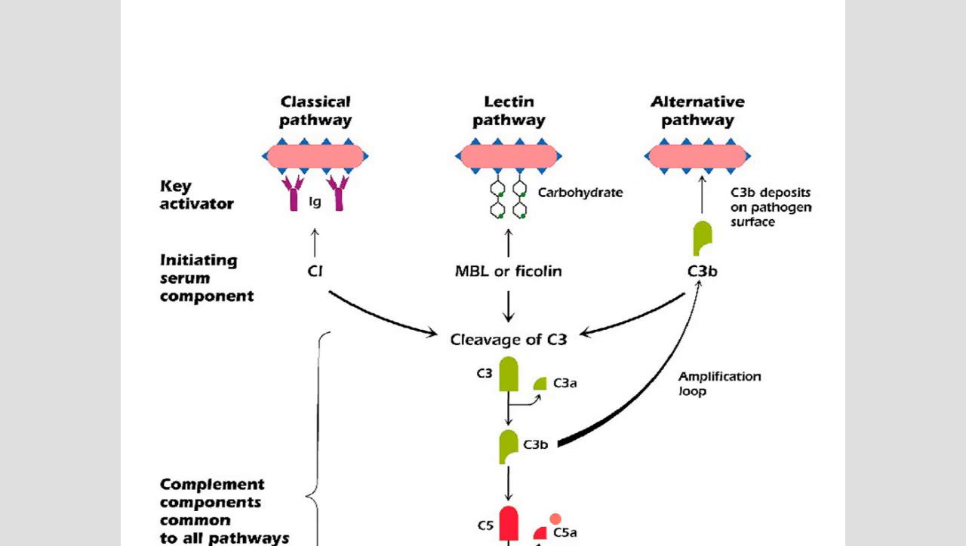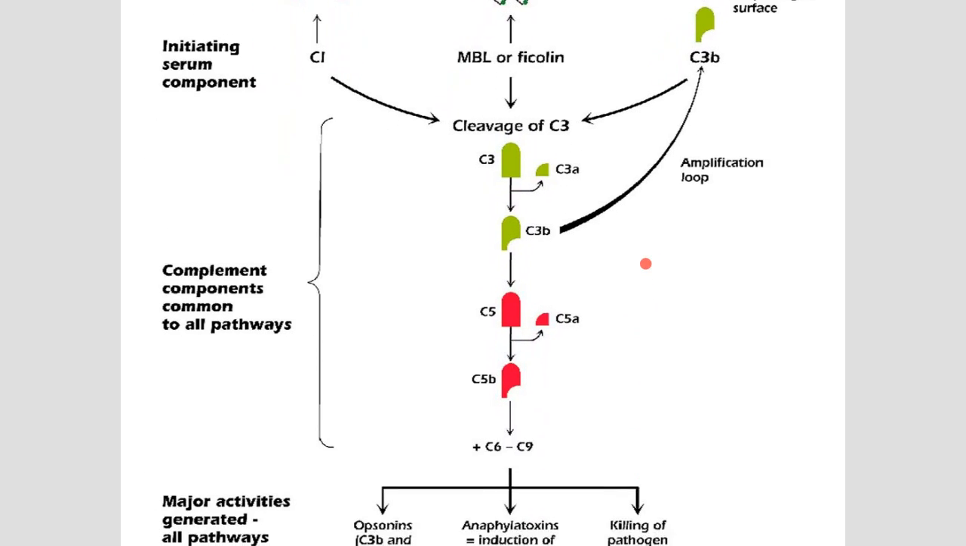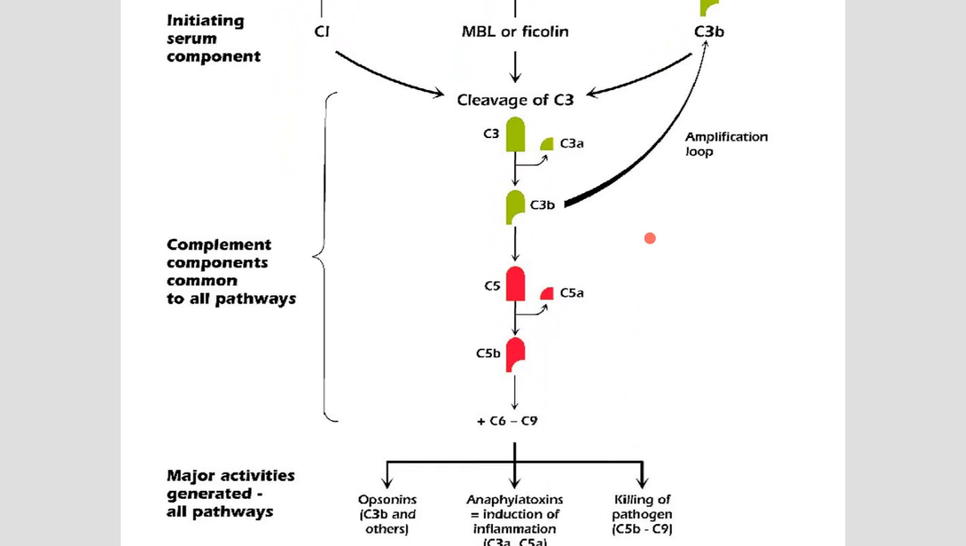Okay. Then all of these three will converge with a common pathway, which is initiated by a cleavage of C3. So that's where the rest of the pathway will begin. You have a cleavage of C3. I'm going to take each one of them in detail, but this is just an overview of the serum components, for example over here, that we can test as a blood test. And then these are complement components that are common to all pathways.